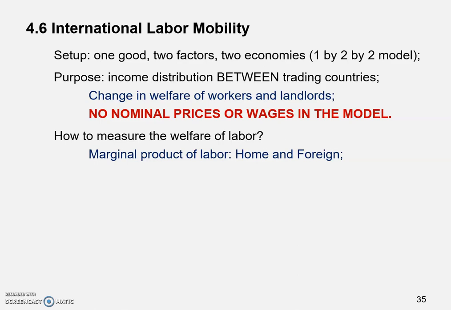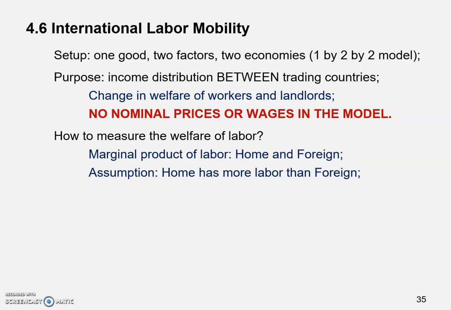Now, how are we going to measure the welfare of labor? It's very simple. Remember, real wage, W over P, right? Nominal wage divided by price is equal to the marginal product of labor, MPL, right? So we're going to look at MPL in home and foreign and see how the welfare of labor changes because of immigration, okay? We're going to make the assumption that home has more labor than foreign.